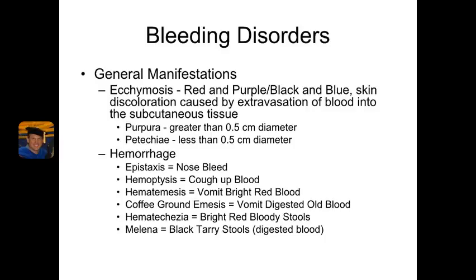So epistaxis is nosebleeds, hemoptysis is coughing up blood, hematemesis, that just makes sense: hema, blood, emesis, vomit, blood vomit. Coffee ground emesis is when you vomit up digested blood or old blood. Hematochezia is when there's bright red blood in the stools, so that's going to be fresh blood. And then melena is dark tarry stools, which is indicative of digested blood. There are some drugs that can actually mimic melena, which include iron sulfate itself, and also Pepto-Bismol.